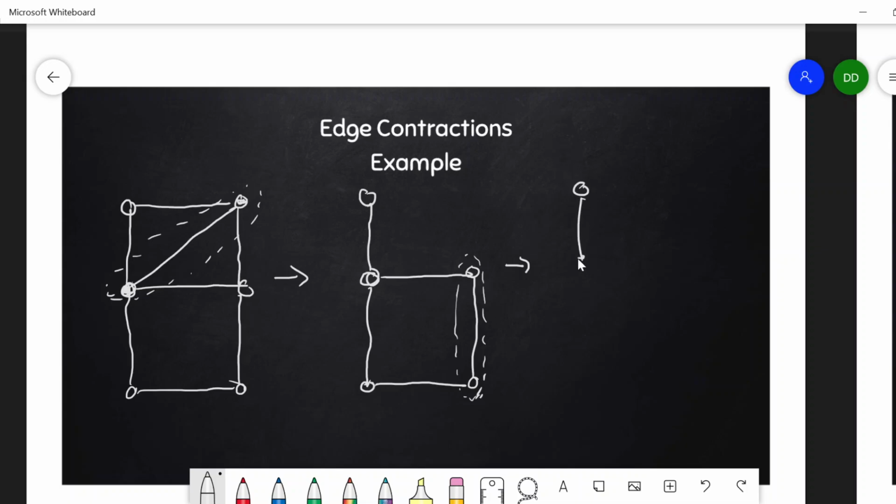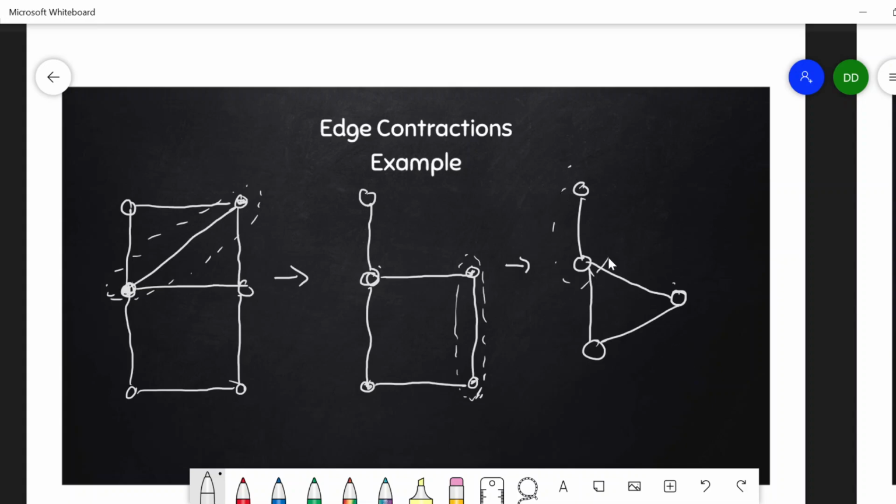So I'll still have these two. And now this vertex here is going to be my new vertex, the result of identifying those two together. This one was adjacent to this one, so I get an edge there. And this one was adjacent to this one, so I have an edge there. That's all of their adjacencies combined. I still have this edge here, and so I have a triangle.